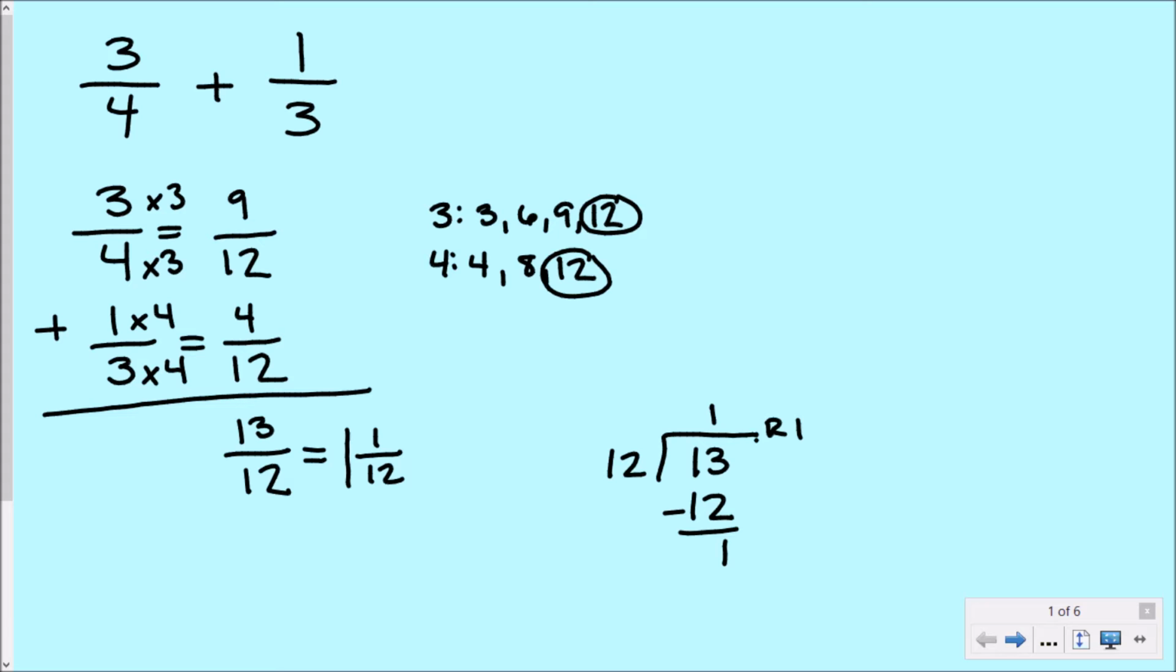Okay, so in order to turn an improper fraction into a mixed number, you must use division. Your quotient becomes your whole number, your remainder becomes your numerator, and your divisor is your denominator. Now you'll notice that the denominator in the mixed number matches the denominator in the improper fraction. The only time this may change is if you have to simplify, and in this case we don't have to simplify because 1 and 12 only have a common factor of 1.